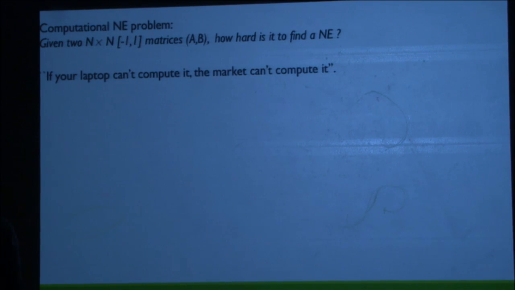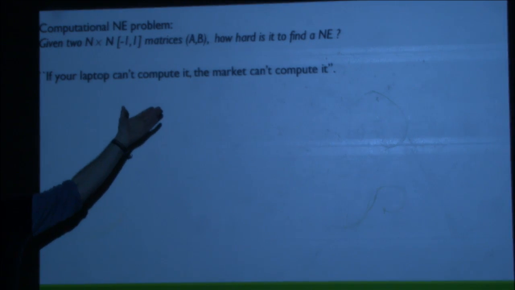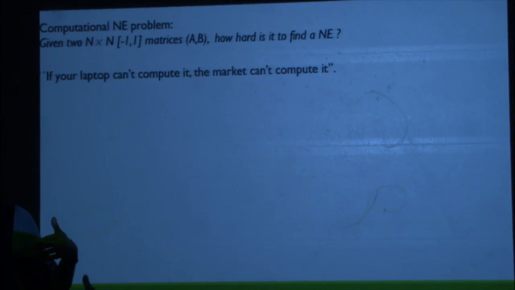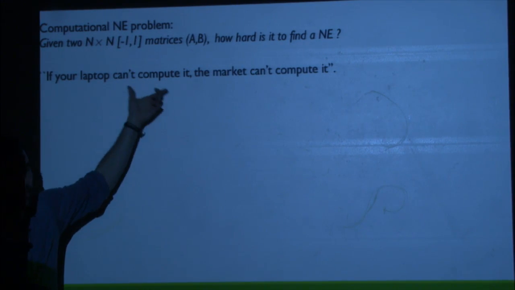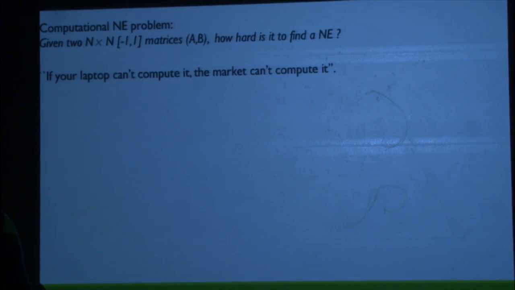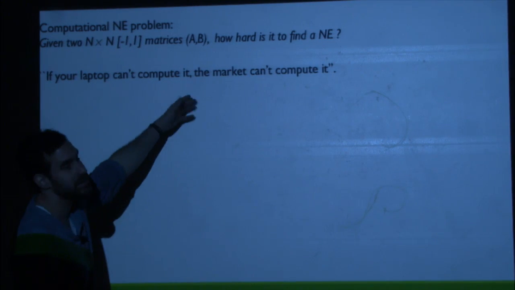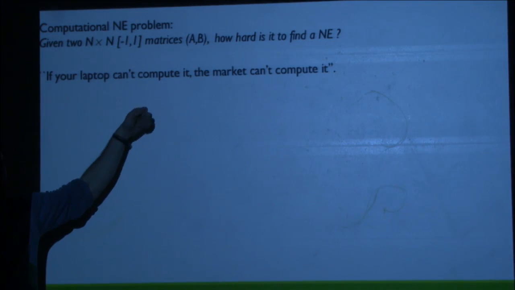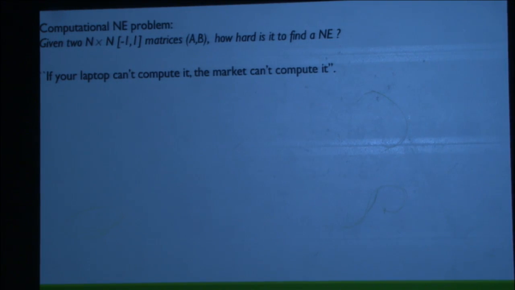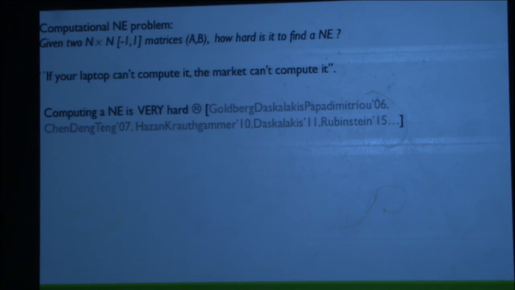There's this famous saying that the market, your laptop, we can always simulate decentralized computation, a market computation, on a centralized machine. In some sense, the essence of this talk will be the reverse: it need not necessarily be true that we can simulate any centralized computation by a decentralized algorithm. So how hard is it to actually solve this problem? It turns out to be extremely hard.